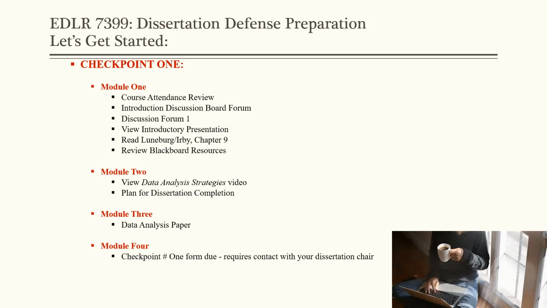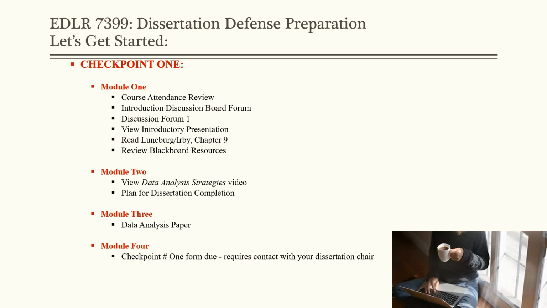So let's get started. Checkpoint 1, again, Modules 1, 2, 3, and 4. Just to review, in Module 1, this week, currently, you are viewing this introductory PowerPoint. You are required to complete your course attendance review, your introduction discussion board forum, and discussion forum number 1. You will note here that as a resource, your textbook for Chapter 9 and your Blackboard resources. These are only listed in the first module of each checkpoint, but they do serve as a resource throughout the modules and the checkpoints.